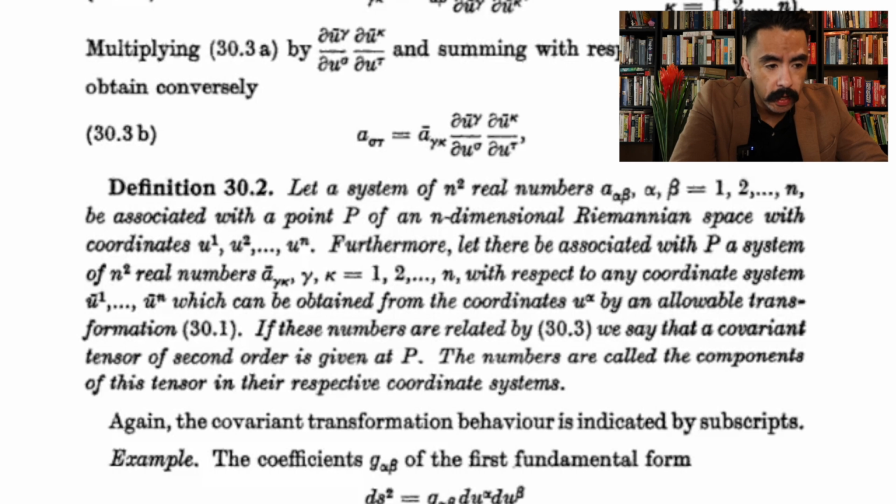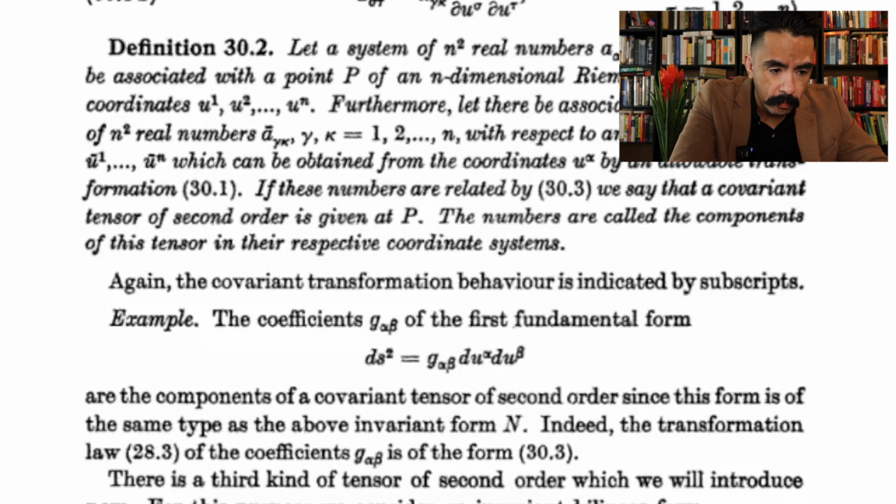If these numbers are related by the previously given relation, we say that a covariant tensor of second order is given at capital P. The numbers are called the components of this tensor in their respective coordinate systems. Again, the covariant transformation behavior is indicated by subscripts. Example, the coefficients g sub alpha beta of the first fundamental form ds squared equal to g sub alpha beta times du alpha times du beta are the components of a covariant tensor of second order, since this form is of the same type as the above invariant form capital N. Indeed, the transformation law that was previously given of the coefficients g sub alpha beta is of the form A over bar sub gamma kappa equals etc.